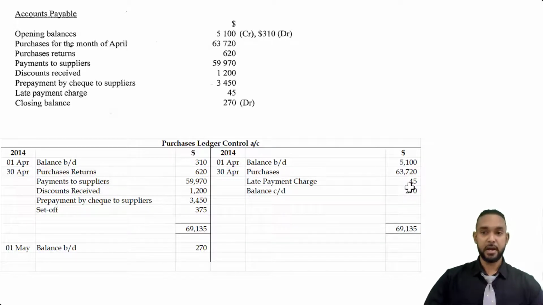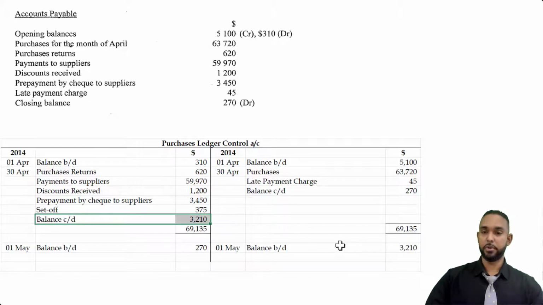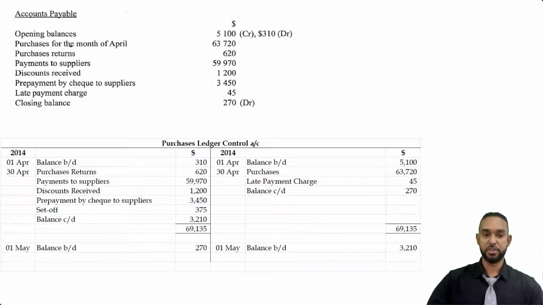So how do we find that balance? Simple. You add up this side, you get 69,135. You add up this side, whatever it gets, and you subtract. So when you subtract the sum of these figures on the debit side from the sum of these figures on the credit side, you are going to get the balance carried down from the debit side, which in this case is 3,210. And after being carried down from the debit side, you are brought down on the credit side. Okay, so that is the purchases ledger control account, or accounts payable control account if you prefer.